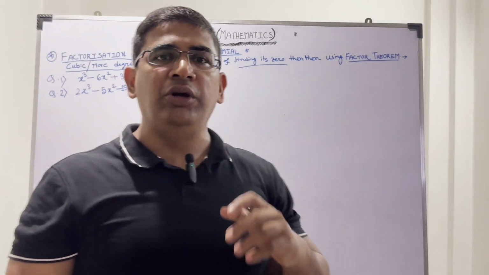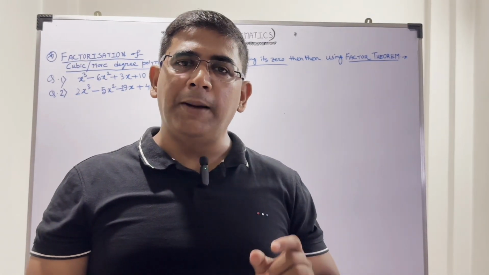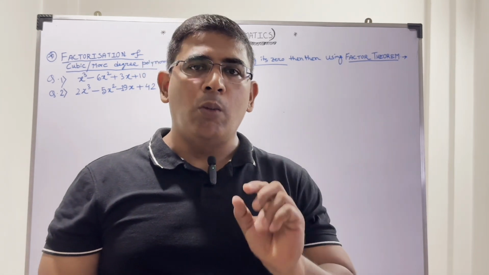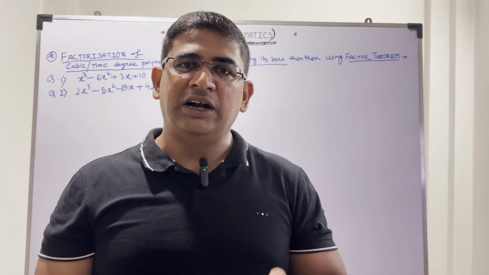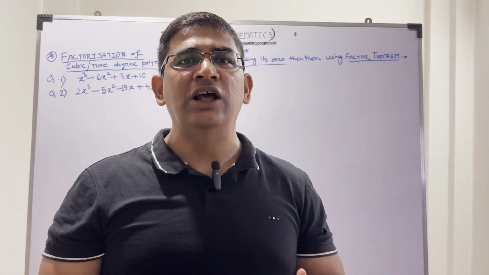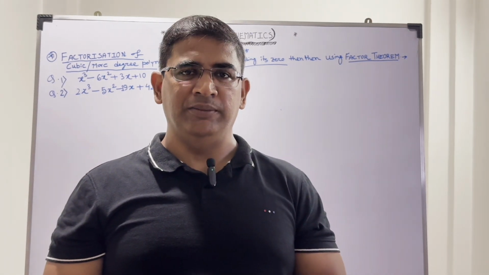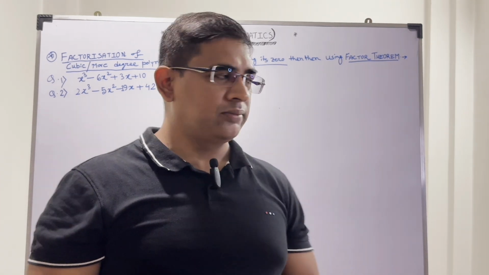So when we want to factorize these cubic polynomials, first of all we have to find at least one of its zeros. Okay, then we can use the factor theorem, and after finding one of the factors we can use the division algorithm, which will give more factors.